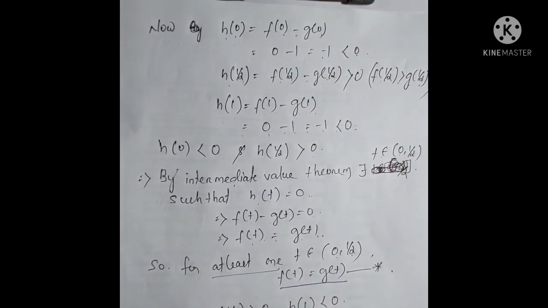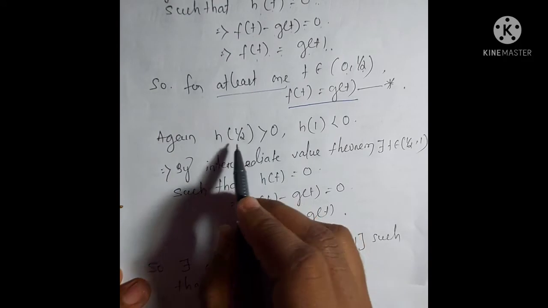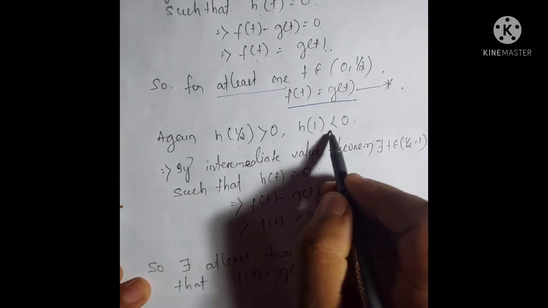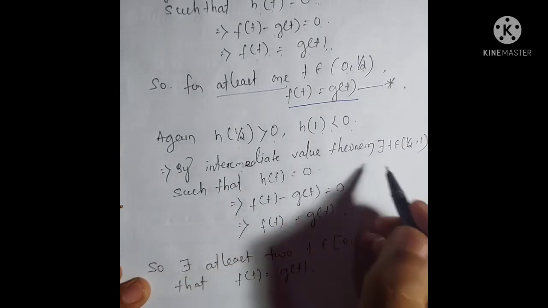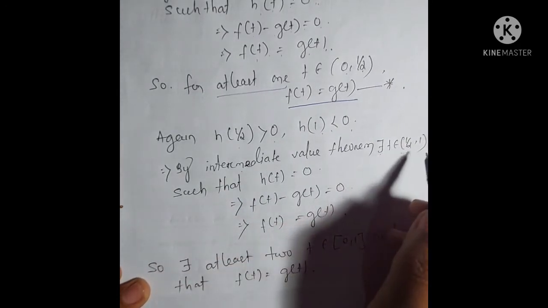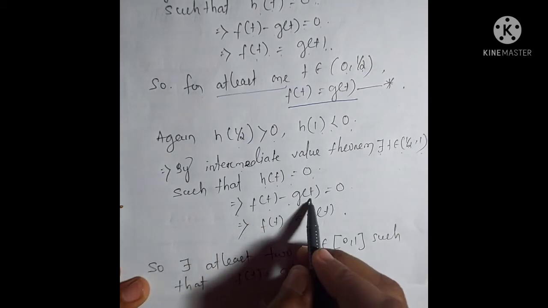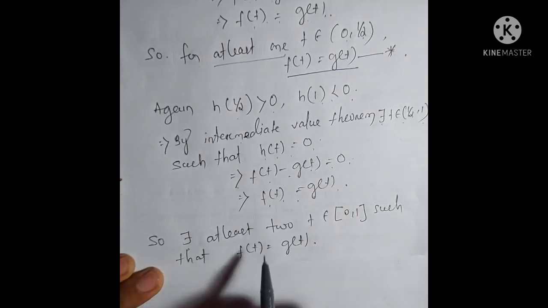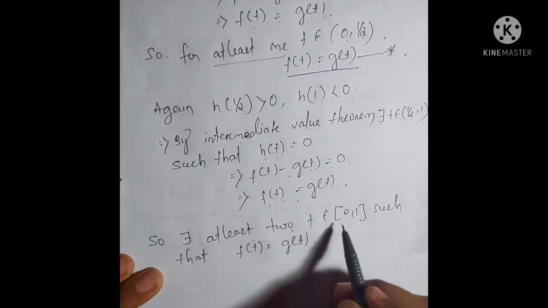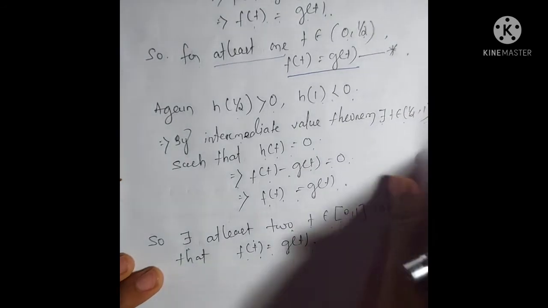Again, h(1/2) > 0 and h(1) < 0. Similarly, by the intermediate value theorem, there exists t in the open interval (1/2, 1) such that h(t) = 0. This implies that f(t) - g(t) = 0, so f(t) = g(t). So there exist at least 2 t in [0,1] such that f(t) = g(t).